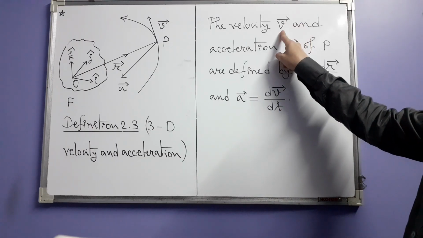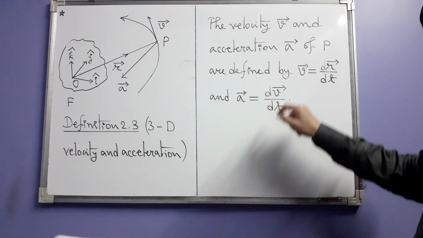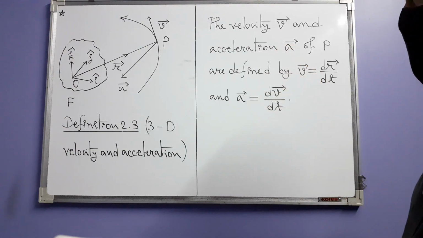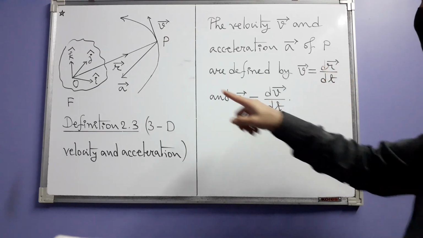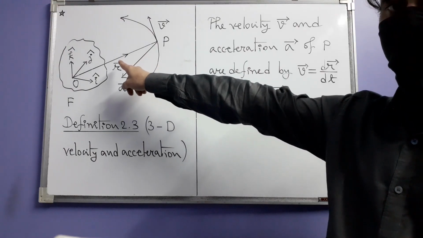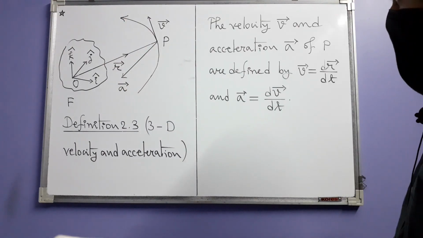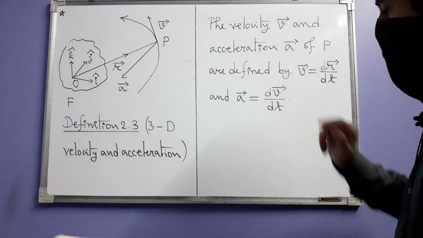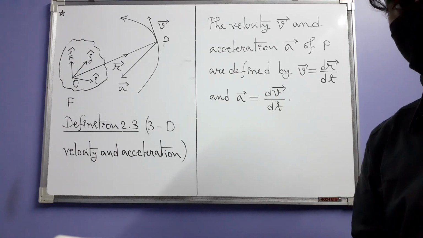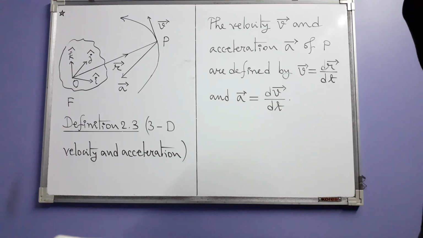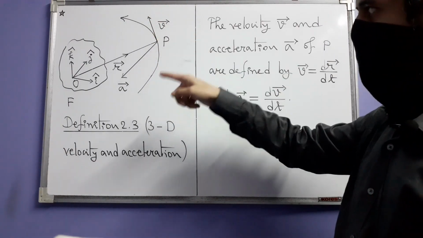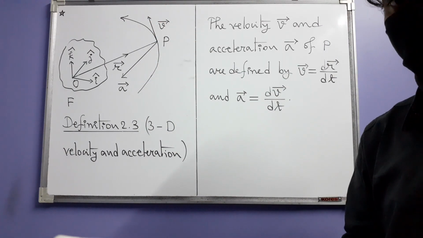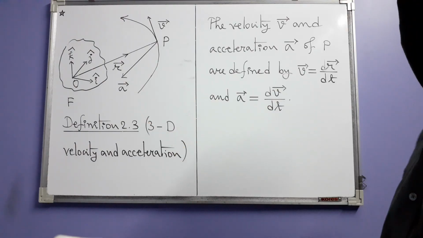The definition is actually very simple. The velocity is a vector v, and the acceleration is also a vector a, of the particle P, defined by these equations. v is the time derivative of that displacement vector or position vector, and acceleration is the time derivative of the velocity vector. You can see that some general directions of these 2 vectors have also been shown. This is how it appears in the text.